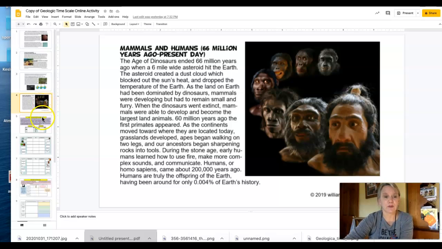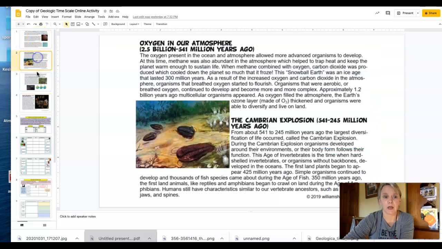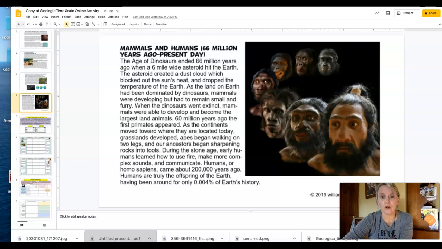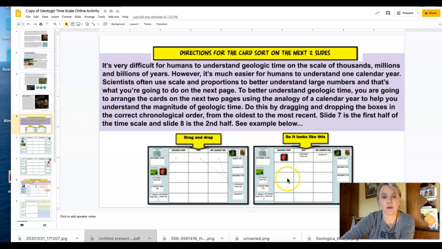on the Google Classroom. Your job today is to read through these first 4 pages, and it gives you a very brief overview of some of the major moments or major eras in our history, and what different organisms were around and what our atmosphere and temperatures were like. And if you go to slide 5, it gives you some instructions here, but I'm going to walk you through slides 6 and 7.